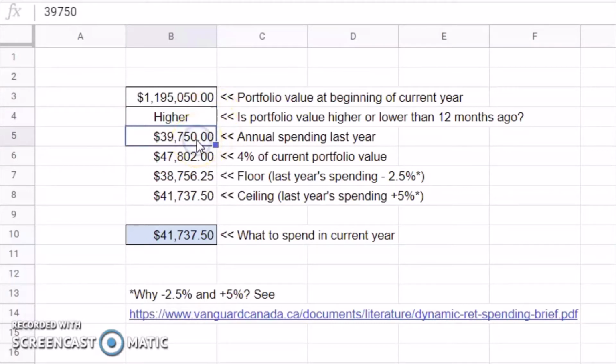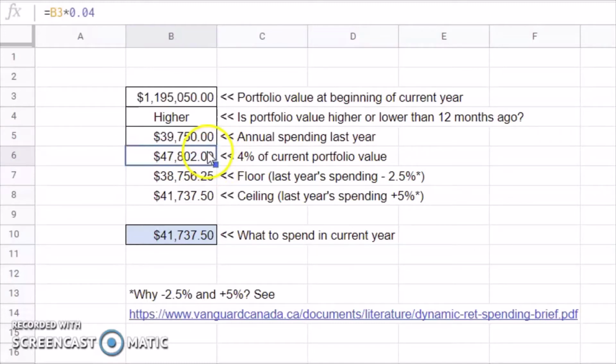Then the retiree needs to know how much did they spend last year. Plenty of apps and banks can help someone track their spending. So that is a value that has to be known and then inputted. And in this example, the retiree has spent, over the last 12 months, $39,750. Then we have the calculated cells.